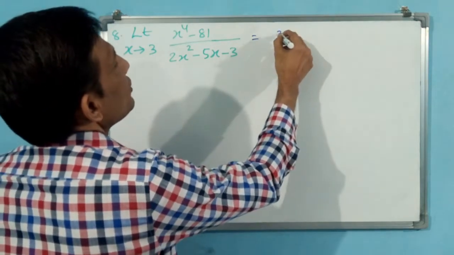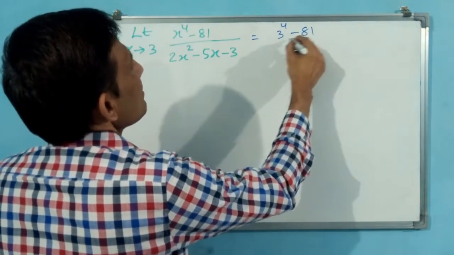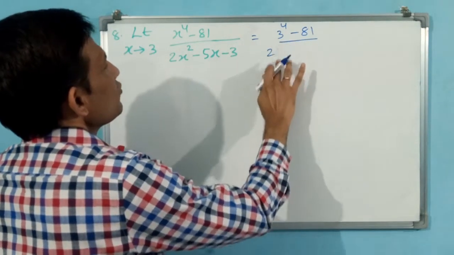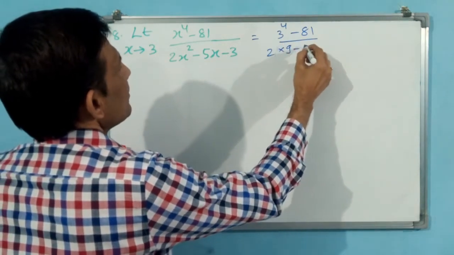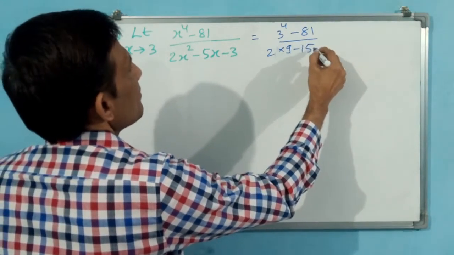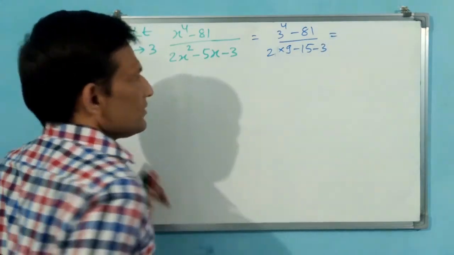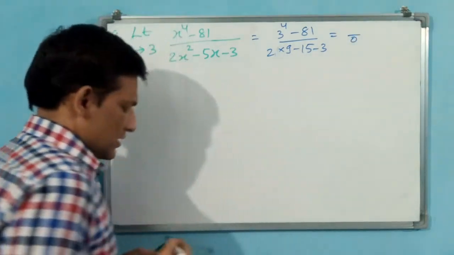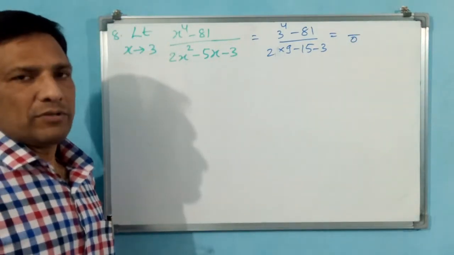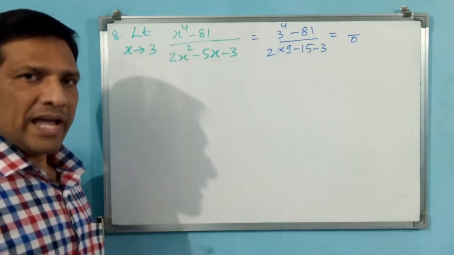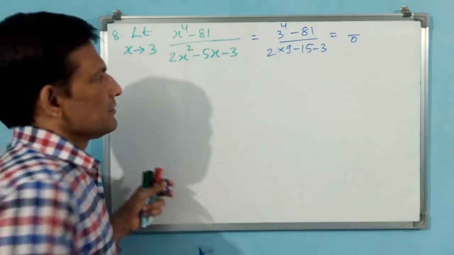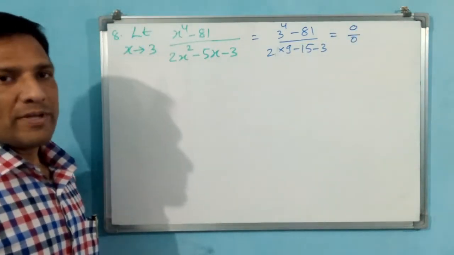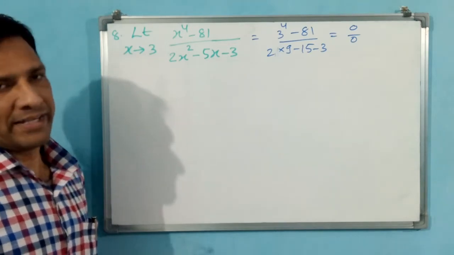Write down: 3 to the power of 4 minus 81 by 2 into 9 minus 5 into 3, 15, minus 3. The denominator is 18 minus 18, 0. 3 to the power of 4 is also 81, because 3 square is 9, and 9 into 9 is 81. That means 81 minus 81 is 0. Now 0 by 0 has come. This has become case 3. We have to avoid it. How to avoid?